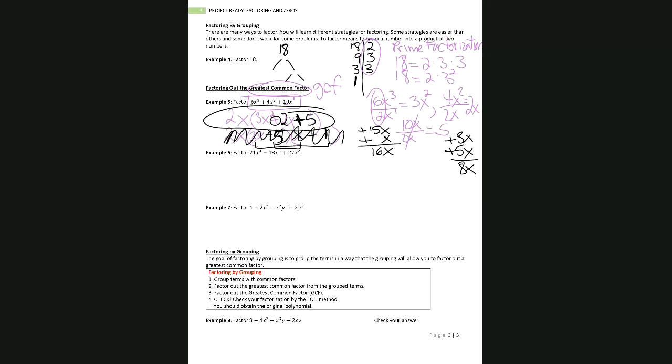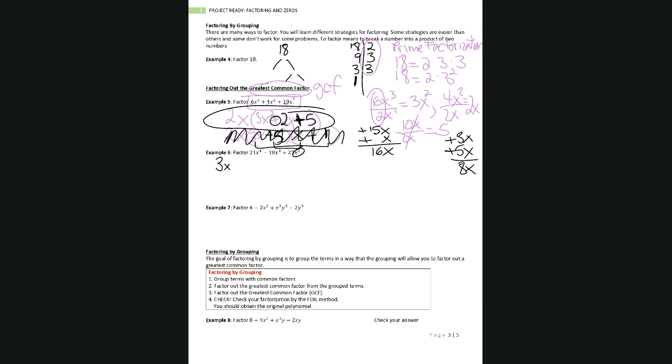Okay, the next one, hopefully that one we can factor it. So you see the coefficients, you have 21, 18, 27. Those numbers can all be divided by 3, right? So we are going to factor out a 3, but we're also going to factor the variable with the smallest power. So that would be the x squared.